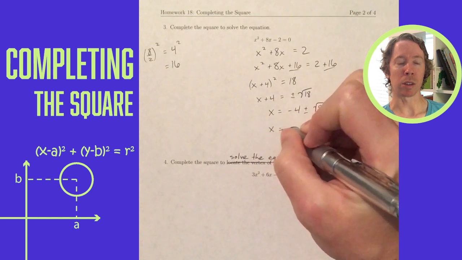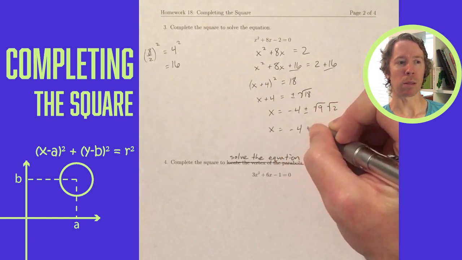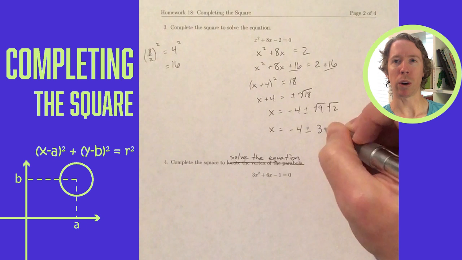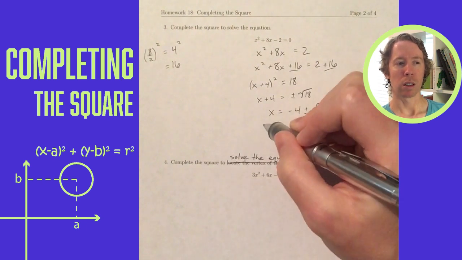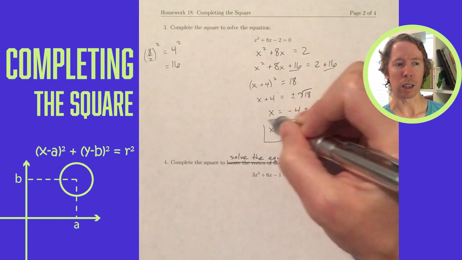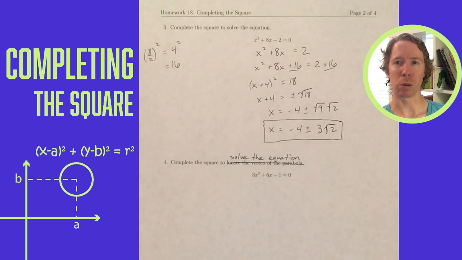18 is equal to 9 times 2, so I'm going to rewrite that as square root 9 times square root 2, because I know square root 9 is just 3. So to simplify it, it looks like negative 4 plus or minus 3 times root 2.